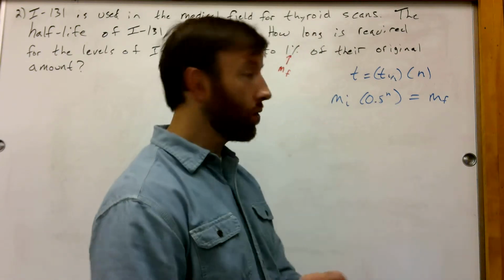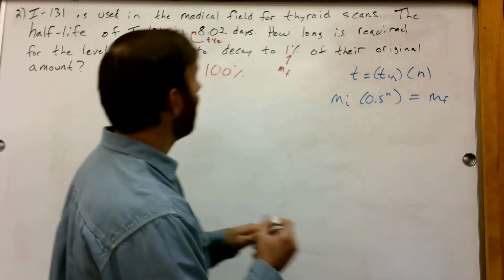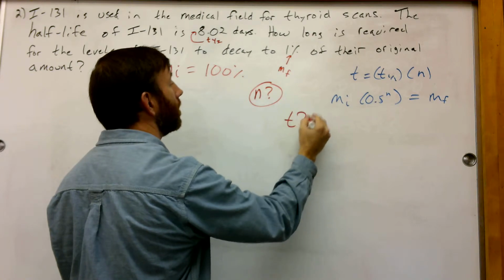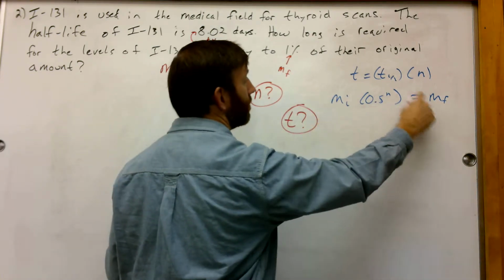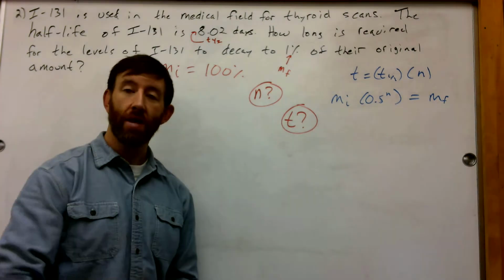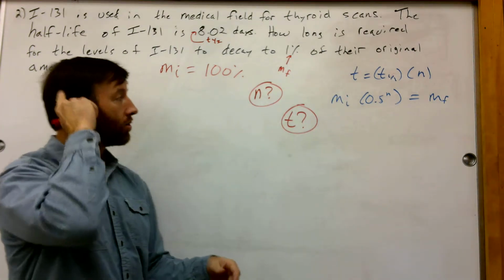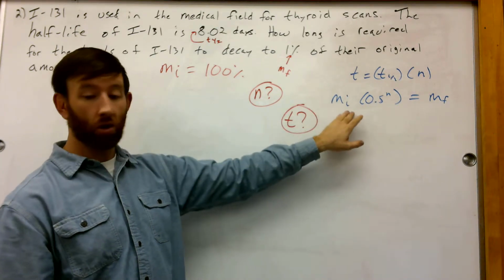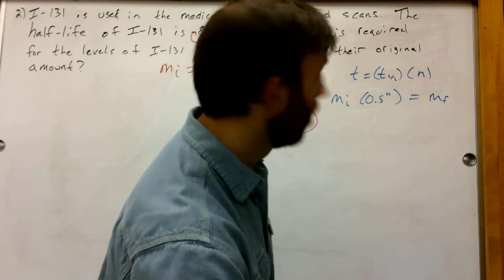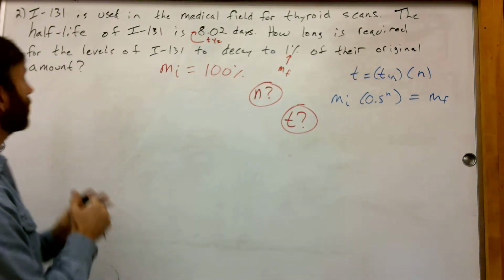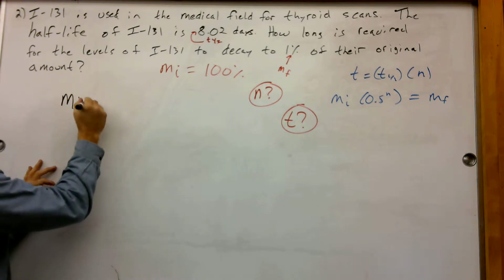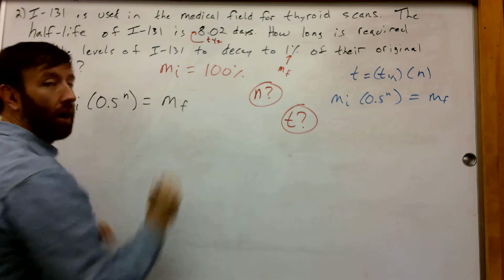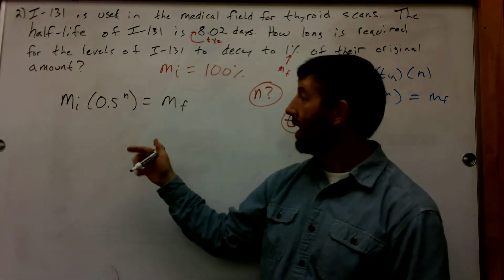So the values I don't know yet are N and T. I know MI, MF, and T1/2, so the 2 values I don't know are N and T. I'm going to solve for those. Which equation do I start with? I start with the one where I know the most values, and that is the second equation, just like last time. So I'll write out my equation again: MI times 0.5 to the N equals my final amount.